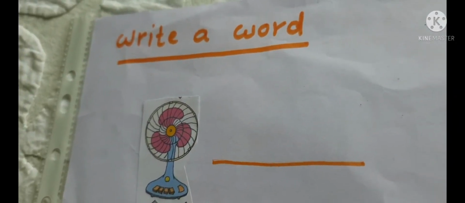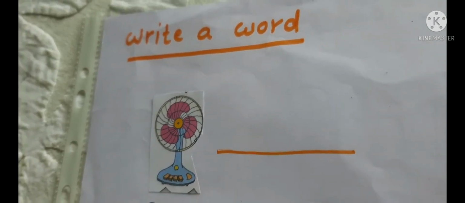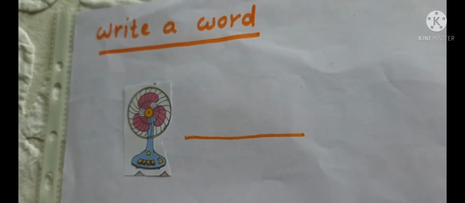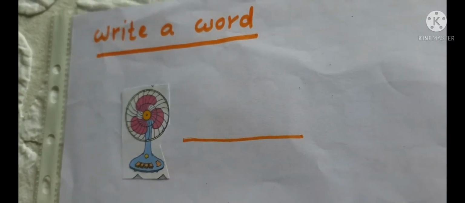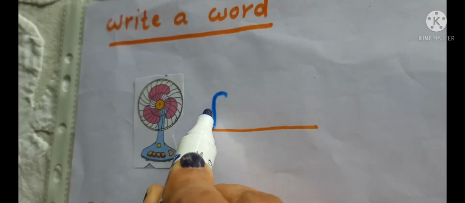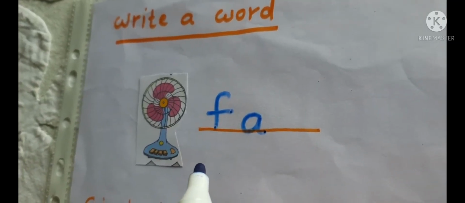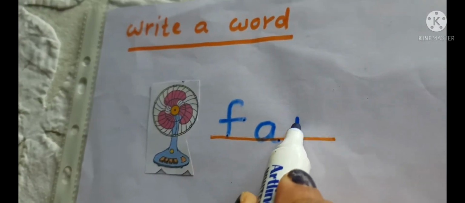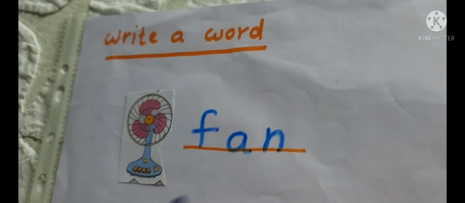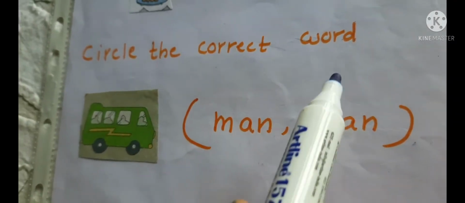Next question. Write a word. What's this? Say loudly. Fan. Very good. Fan. How could you end it? Correct. Fan. Correct.